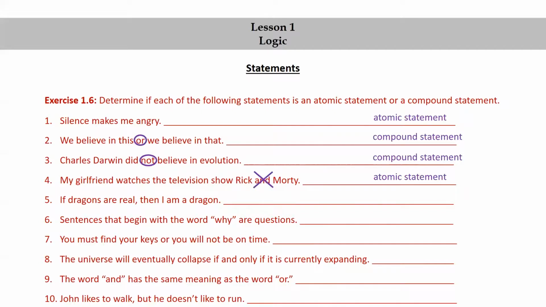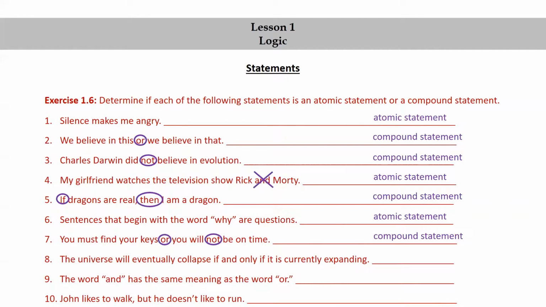If dragons are real, then I am a dragon. This is a compound statement because of the logical connective if then. Sentences that begin with the word why are questions. This is an atomic statement. You must find your keys or you will not be on time. This is a compound statement. It actually has 2 logical connectives, the binary connective or and the unary connective not.